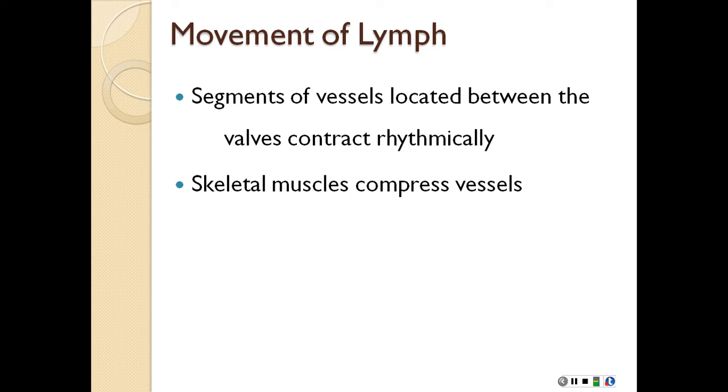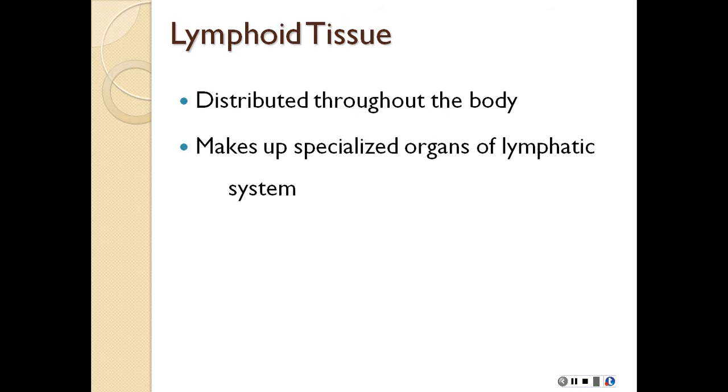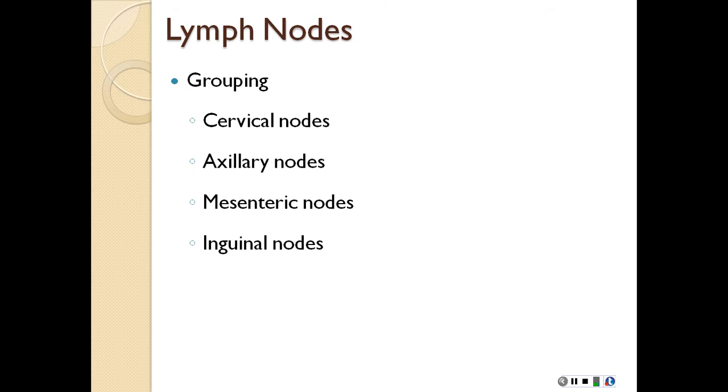All right, movement of lymph. So unlike the circulatory system, there is no pump like the heart. So how does fluid move through the lymphatic vessels? There are valves, as we said, that contract rhythmically, and that causes a slight pumping action. And then skeletal muscles compress the vessels and push the fluid forward. Lymphoid tissues are distributed throughout the body, and they make up specialized organs of the lymphatic system. Lymph nodes, and you'll see different books will have different groupings.